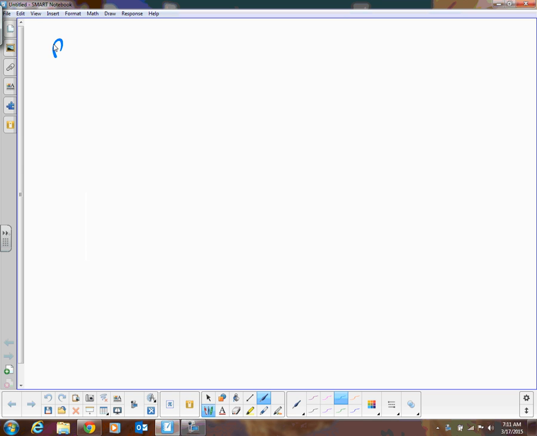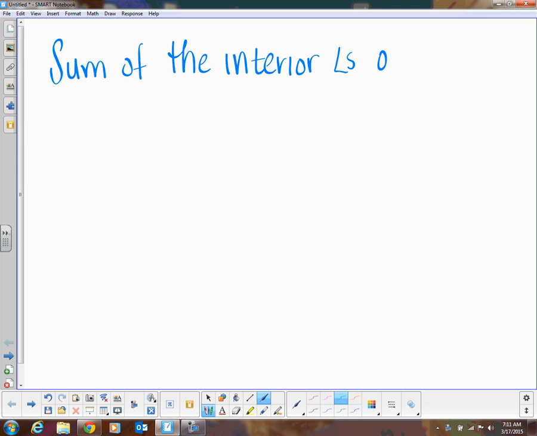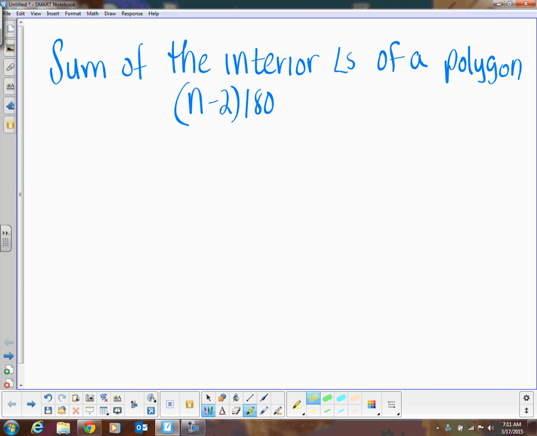You are going to need to know the sum of the interior angles. It seems like it's been a long time since we did this. Sum of the interior angles of a polygon. Now you're also going to need to know the names of the polygons because I've used those names. You remember that's n minus 2 times 180. And there are key words that you're going to have to read. Sum, interior, key words.